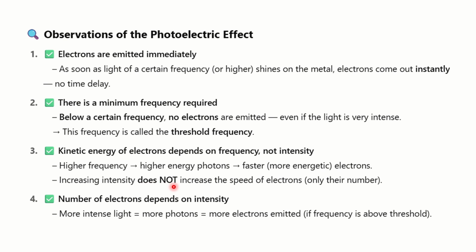Increasing the intensity does not increase the speed of the electrons. Only increasing the intensity will increase their number. That's it. The number of electrons depends only on the intensity. More intense light means more photons, that is, more electrons are emitted if the frequency is above threshold. This is the whole summary of whatever we studied.